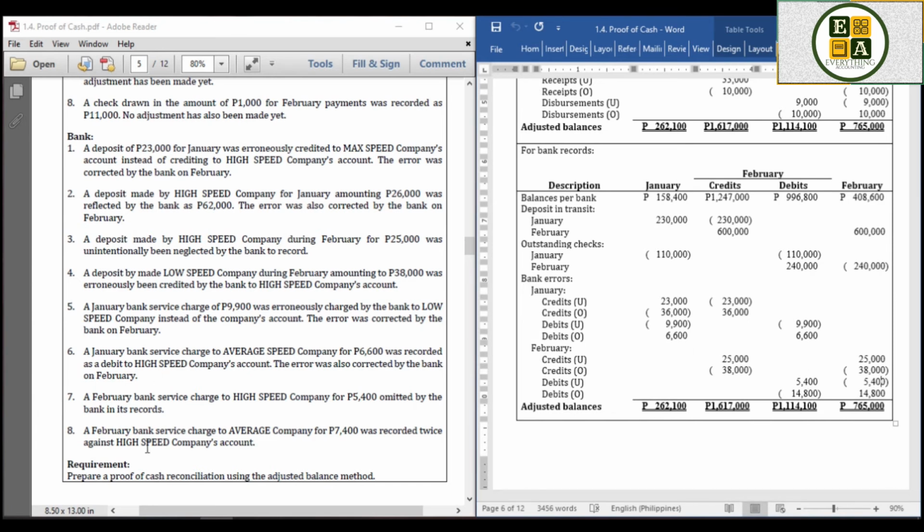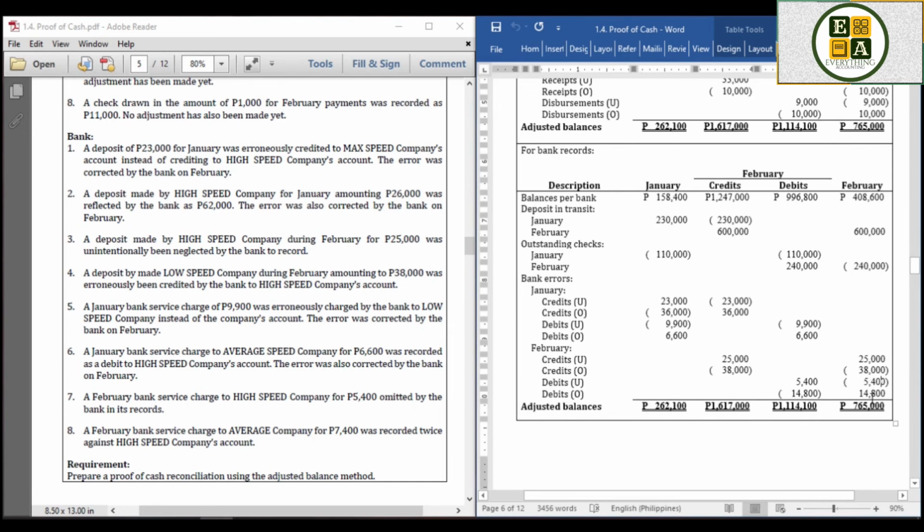Okay? Then last, a February bank service charge to average company for 7,400 was recorded twice against high-speed company's account. Okay. Ang ibig sabihin lang nito, hindi na nga sa atin yung disbursement, hindi na nga sa atin yung bank service charge, i-charge pa sa atin twice. So twice, 7,400 times 2, we have 14,800. So kailangan magbawas tayo ng 14,800 sa debits column since understated yung ating cash balance sa February because of an overstated debit.